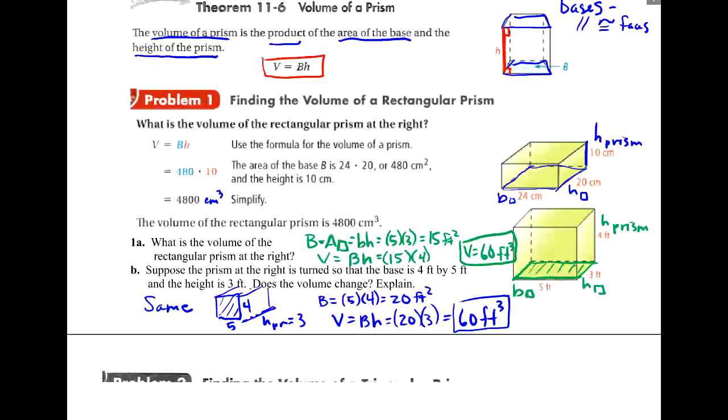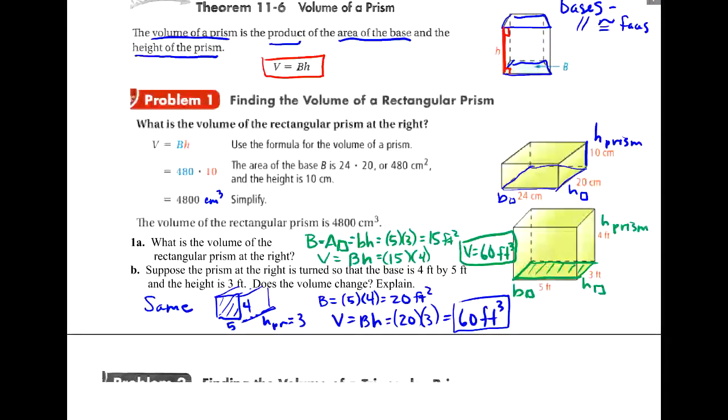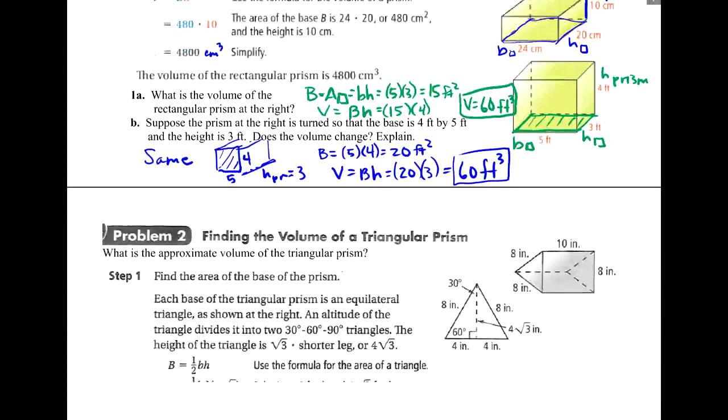So those are pretty easy. Volume is pretty easy compared to surface area. Not necessarily easy, just less work.